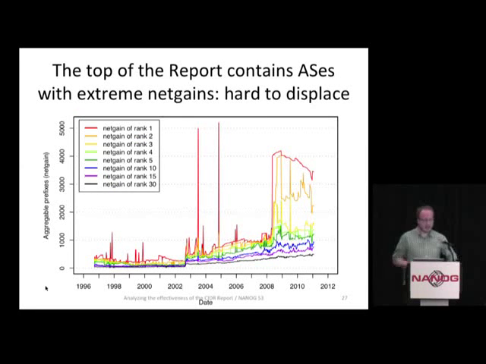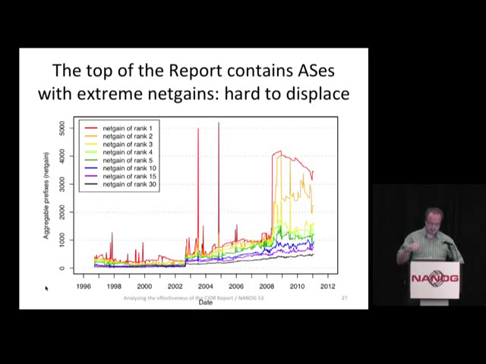And similarly, the top of the report has become static. What this plot shows is the number of prefixes you need to announce that are deaggregated in order to achieve a certain rank on the CIDR report. So the top bar here is, if you want to be number one on the CIDR report, how many redundant prefixes you need to announce. So it's not insignificant. You can see how it's changed over time as well.